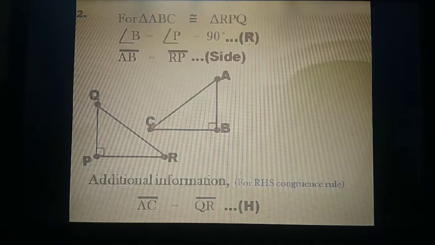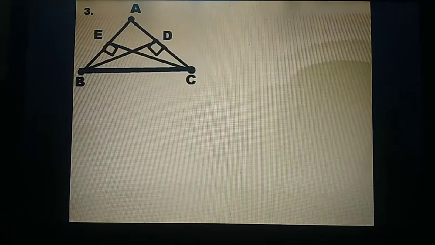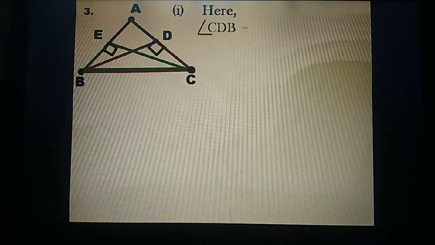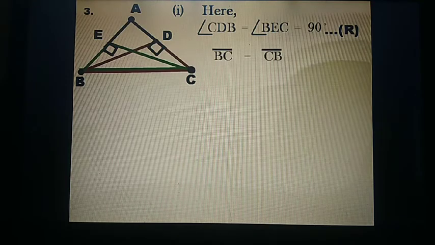Moving to question number 3. Now in this figure, BD and CE are altitudes such that BD and CE are equal to each other. It's given. First you have to find out the 3 pairs of equal parts in both the triangles. First you will shade the triangles. First triangle is CBD and the next triangle given to you is BCE. Now here angle CDB and angle BEC both are 90 degrees. So they will make a pair for R. Now the side opposite in both the triangles is BC. They will act as hypotenuse here.